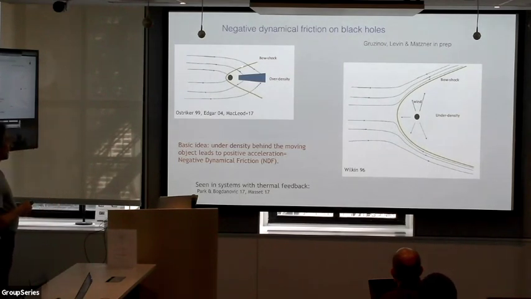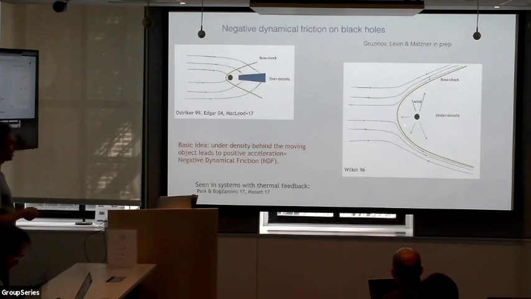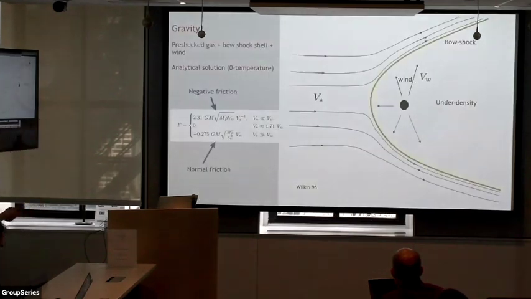Now, on the other hand, if you don't have an object which is gravitating strongly, but instead is a strong source of wind and moving supersonically through the gas, this wind will collide with the incoming gas flow and form a bow shock. Okay? And you can see immediately the basic idea is that behind the bow shock there is an underdensity, and all of the dense gas is either ahead of the moving object or concentrated in the shell, in the mass shell, which corresponds to the bow shock. So let's look at this picture a little bit more.